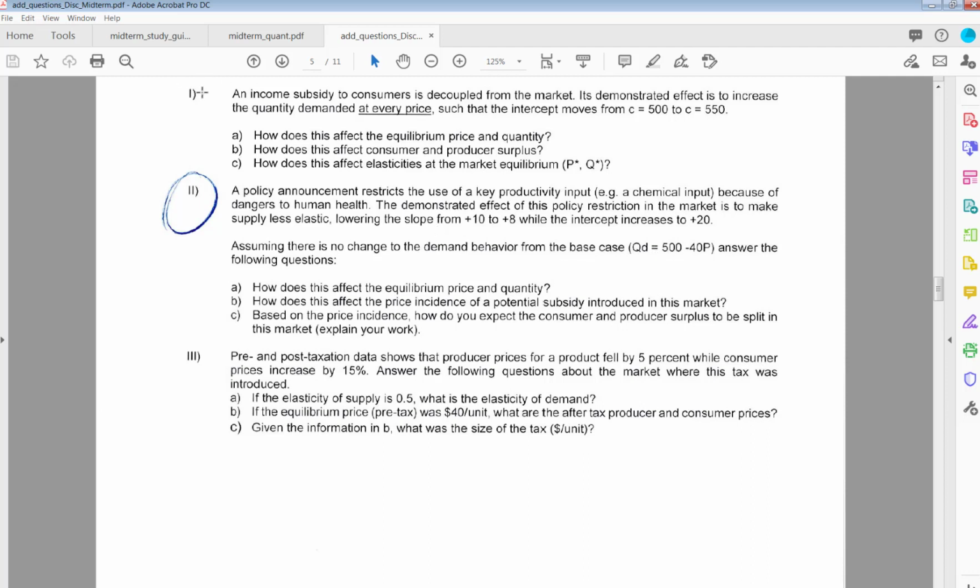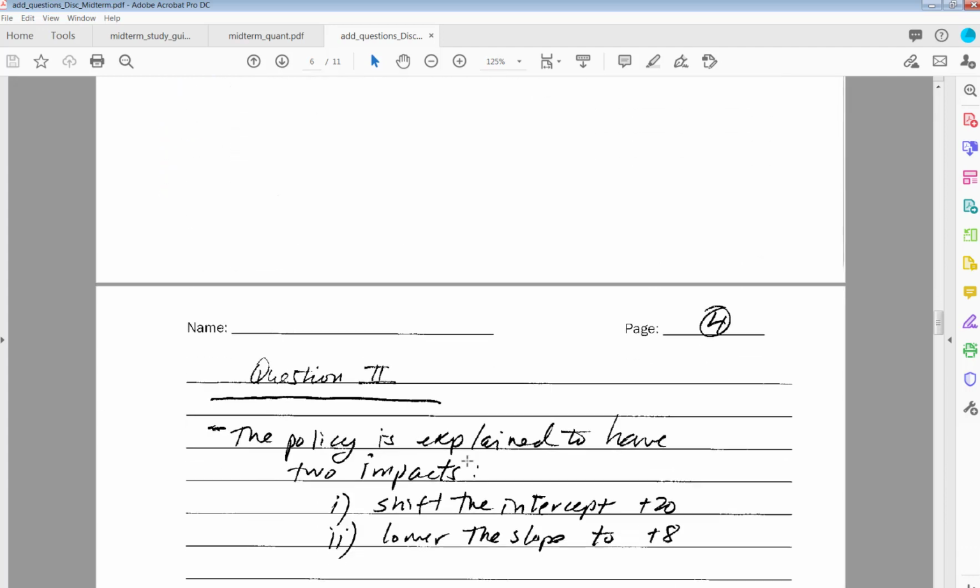So I'm basically saying ignore question 1 when you're doing question 2. Of course, on the exam, you would only have one of these or the other, so you wouldn't even have to think about it. Answer these questions. So how does this affect price and quantity at equilibrium? How does this affect the price incidence of a potential subsidy in the supply, a subsidy in the market? And then on the price incidence, how do you expect the surplus to be affected? So basically you can get to question B, do the price incidence, and then use that to explain part C. Okay, so let's see what I did here.